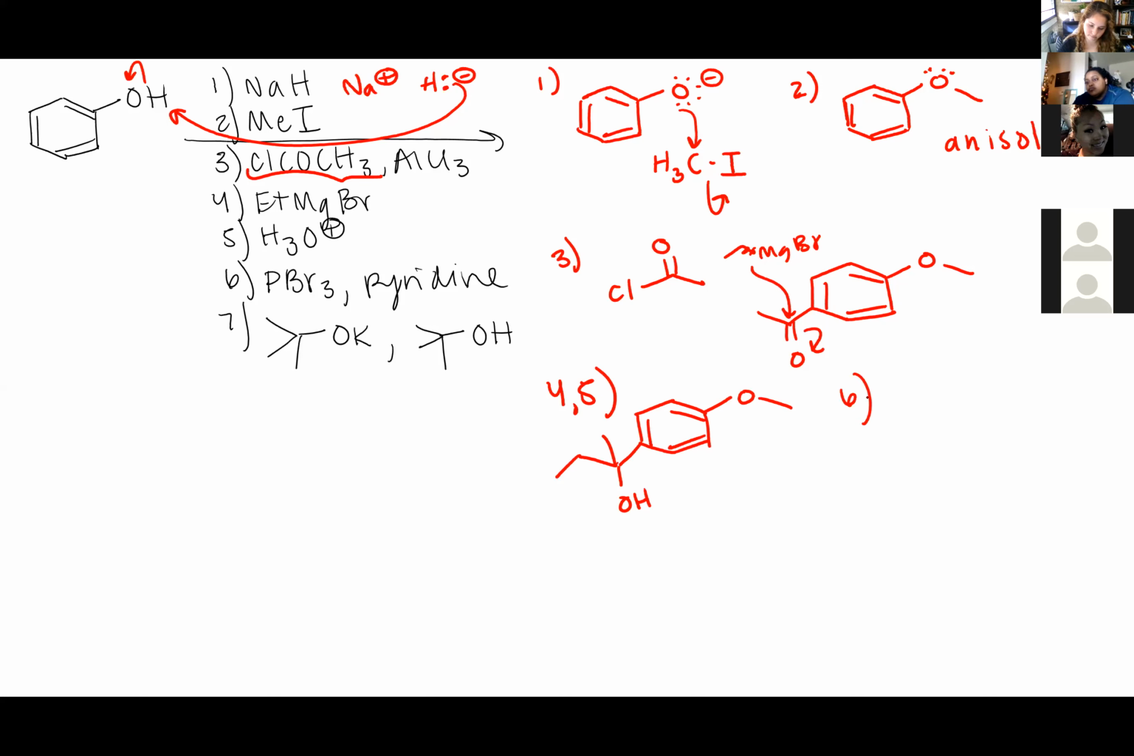An alkyl halide. Right, so this is going to take your hydroxyl group and replace it with a bromine. This is essentially the bromine equivalent of thionyl chloride. Okay, and then we add in potassium t-butoxide and t-butanol.